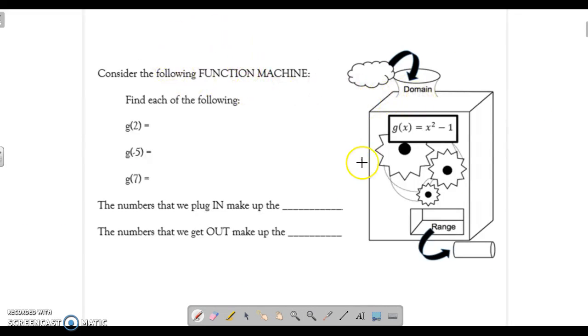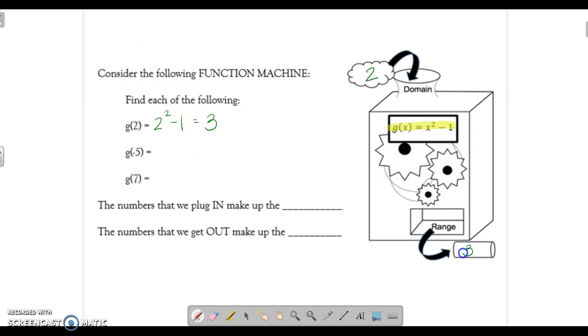So in this function machine, here's where you're going to plug a number in, here's where you're going to get a number out. And my function rule for this particular function machine, g of x equals x squared minus 1. So it's going to take your input, square it, and subtract 1. So let's go ahead and calculate g of 2. So that means if I plug 2 in, it's going to go in, 2 gets squared, so our work is 2 squared minus 1. So 2 squared is 4, minus 1, you're going to get out 3.